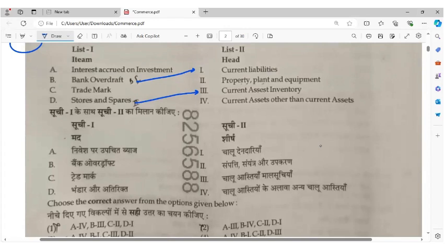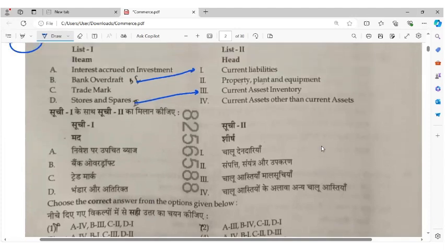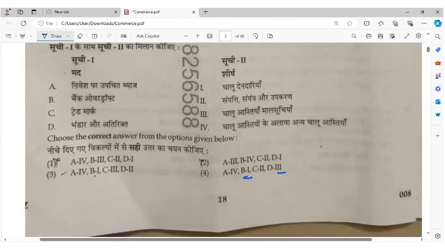Okay, so we have matched two things over here, and you can see that B is related to 1. Okay, and D is related to 3. Okay, and the next one, interest accrued on investment, is related to current asset other than the current, you know, other than inventory. Okay, and the trademark, you know that trademark is related to your property, plant and equipment. So option number 4 is right over here. Clear?